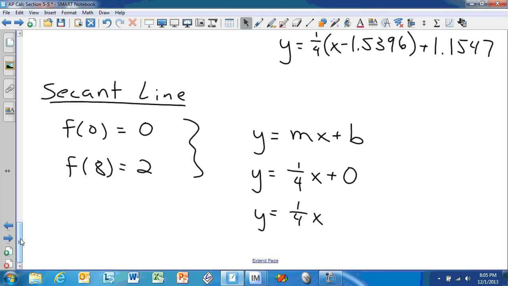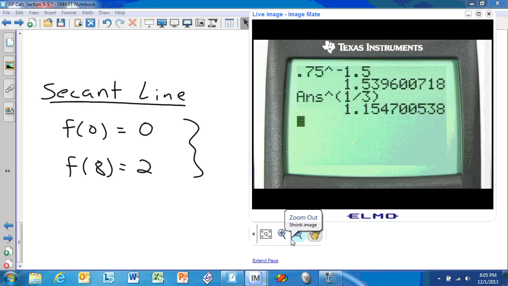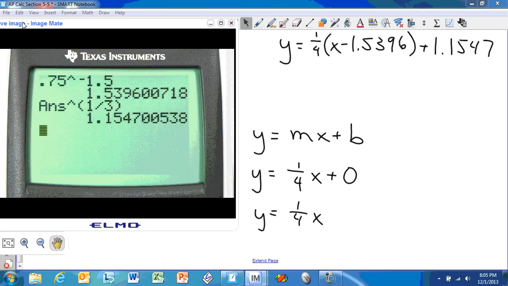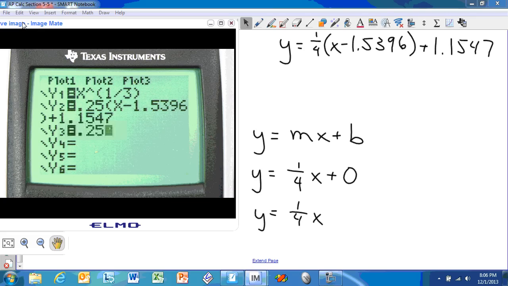So let's go ahead and graph these 3 functions together: my original function, my tangent line, and my secant line. And we're hoping that we can show that, in fact, there is a parallel relationship between my secant and tangent line. So let's go to y1 and put x raised to the 1/3. And let's put the tangent line in next. That's 0.25 times (x minus 1.5396), and then add on the 1.1547. And then we'll graph along with that the secant line, which is 0.25x.